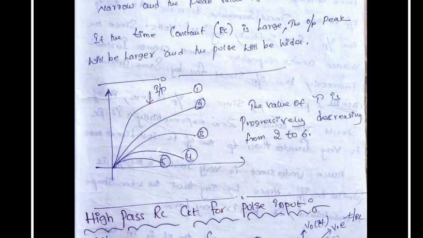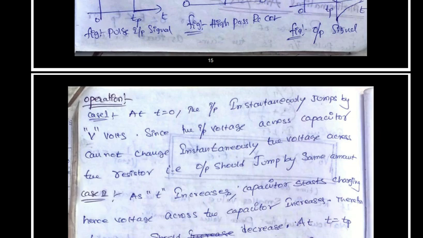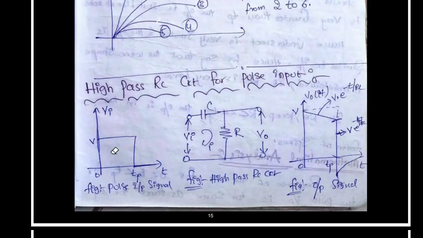Next, we are going to discuss the high pass RC circuit for pulse input signal. We already know that the pulse input signal is defined as its value is 1 from 0 to Tp. That means from 0 to Tp, the input is 1. And for the remaining, that means for t less than 0 and t greater than Tp, its value is 0. That means the input signal appears only between 0 and Tp. Before 0 it is 0, greater than Tp it is 0.